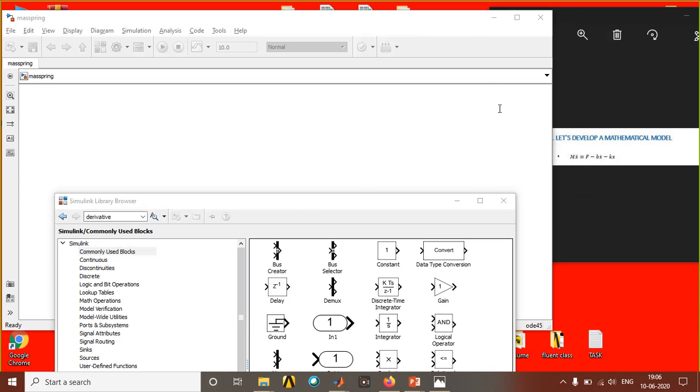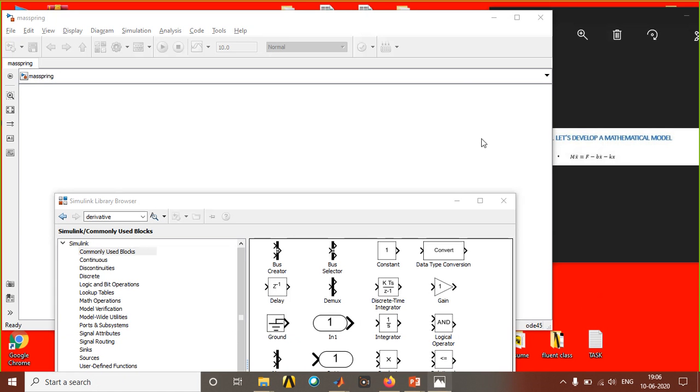X is an input. Okay, I'll tell you. First, let me assume my output as an input. My output is x double dot, that is nothing but acceleration. If you integrate your acceleration, you will get your velocity. If you integrate your velocity, you will get your distance. Here, distance is nothing but the distance by which the spring will get compressed.